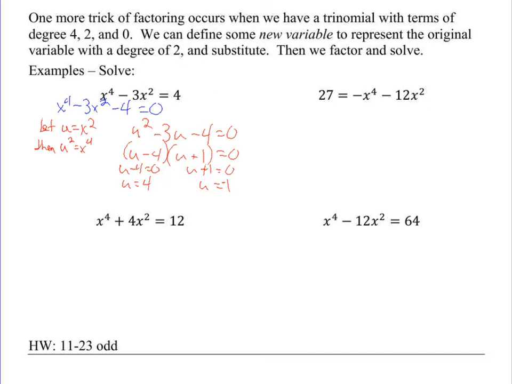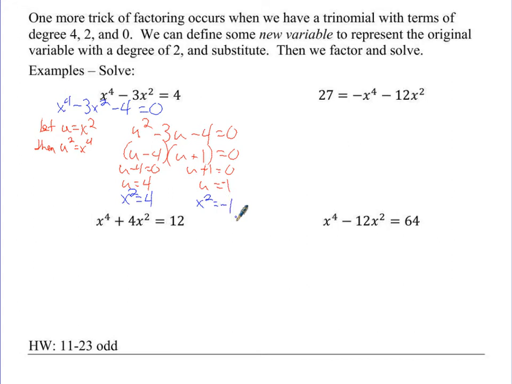But u originally was what? X squared. So I can back substitute now. I can say, well, u was x squared, and u is equal to 4, so that means that x squared must be equal to 4. Over here, u is equal to negative 1, but u is x squared, so therefore x squared equals negative 1.